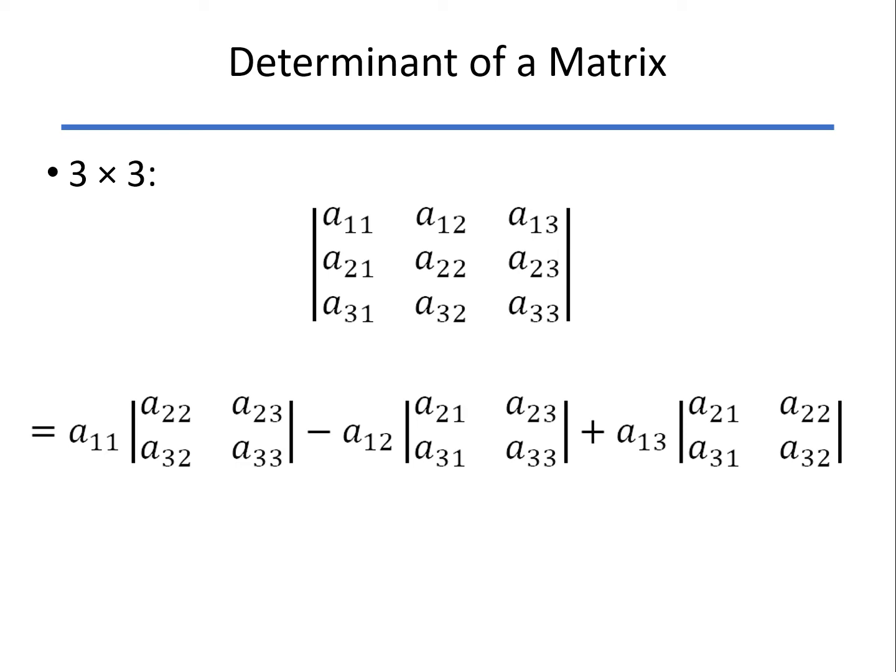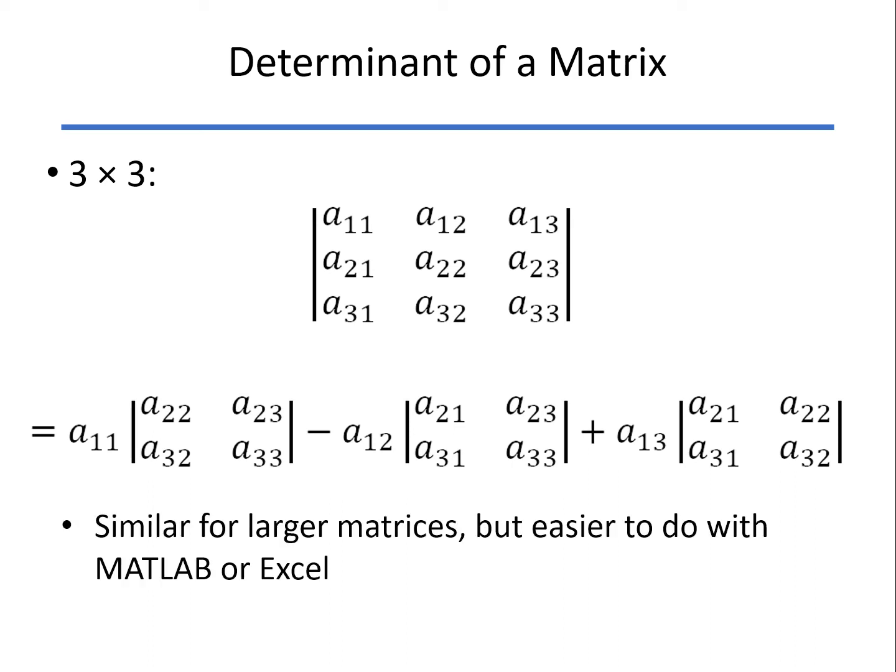So what we're left with is A22, A23, A32, and A33. The second term is negative, and it's going to be A12. And again, the 2 by 2 determinant is of the matrix that's left if I mark out the first row and the second column of the 3 by 3. And the third term then involves A13, and again the determinant of the 2 by 2 matrix that's made by marking off the first row and the third column. Now, you can do this with larger matrices as well, but we'll use MATLAB or Excel to do that.